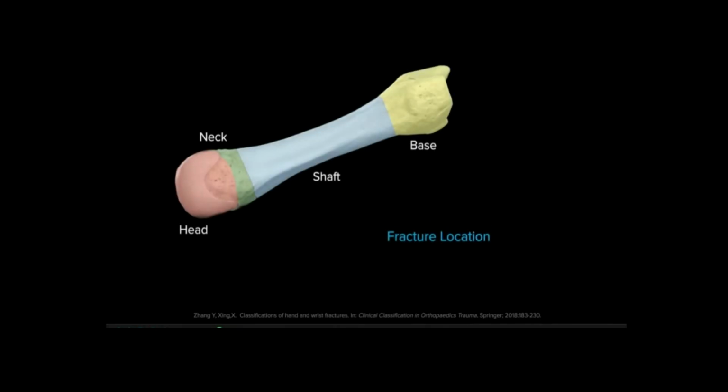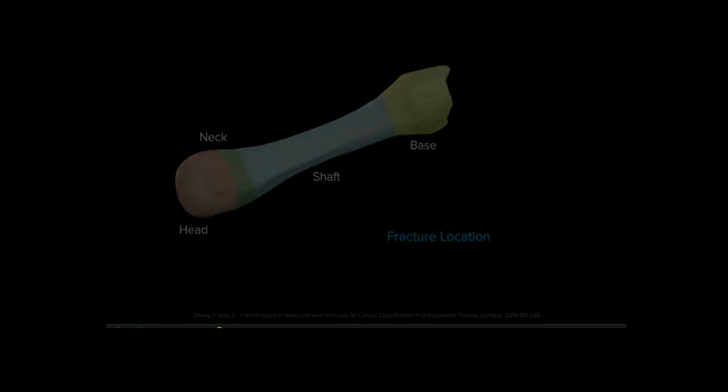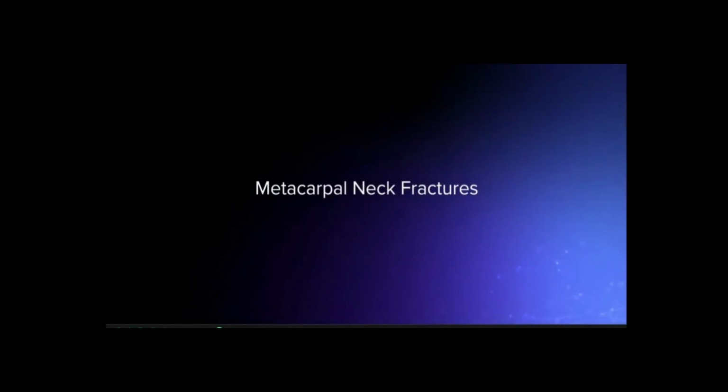Lastly, fracture locations are classified either at the head, neck, shaft, or involving the base of the metacarpal bone. Let's describe metacarpal fractures more specifically, starting with metacarpal neck fractures.